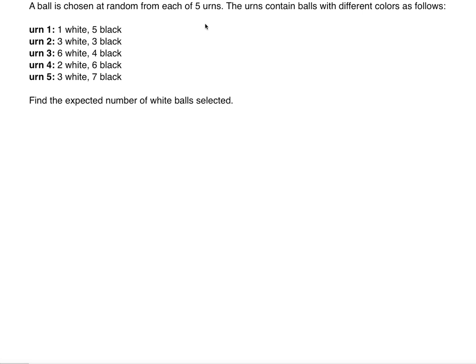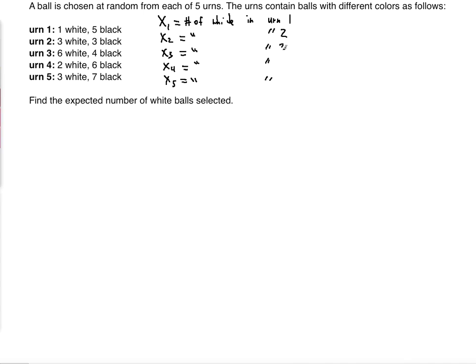So what we're going to use, I'm going to let x1 be the number of white in urn 1, x2, x3, x4, and x5. So we're dealing with 5 random variables. Okay, same thing for urn 2, urn 3, urn 4, or urn 5. So we need to find the expected number of all of these random variables together.